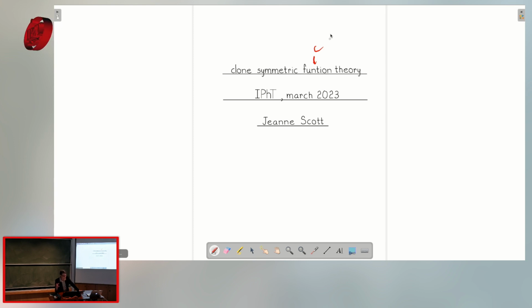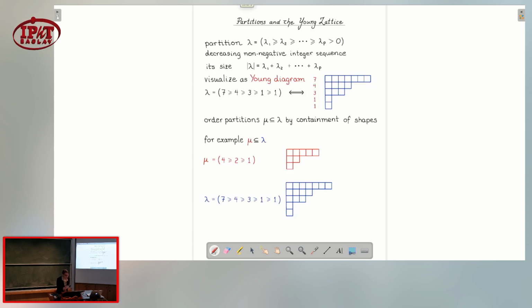So I think what I'll do is to begin, I'll review some things about the partitions and Schur functions, just so that we're on the same page, and with the aim of trying to distill those features that I want to replicate in this clone theory. So, partitions.